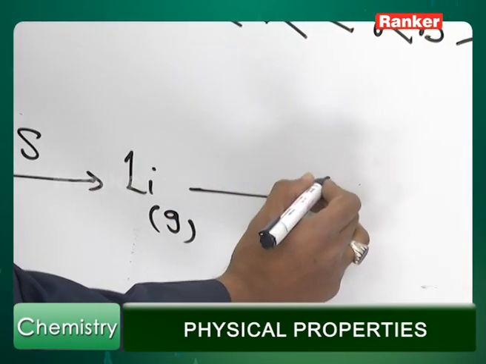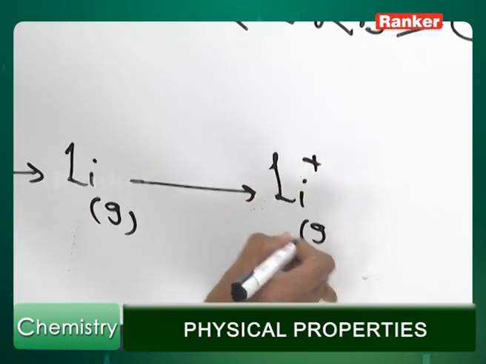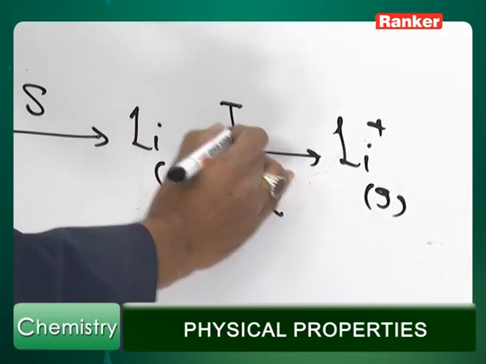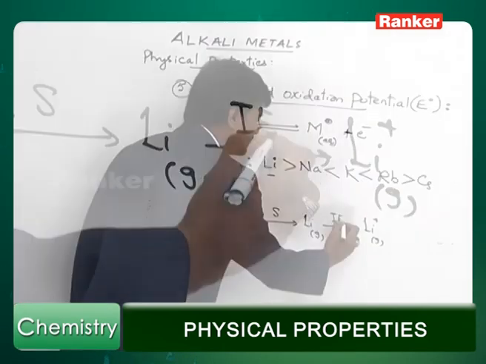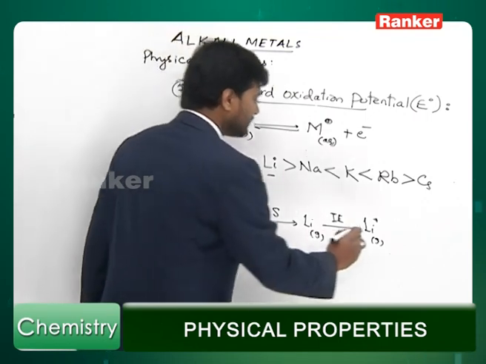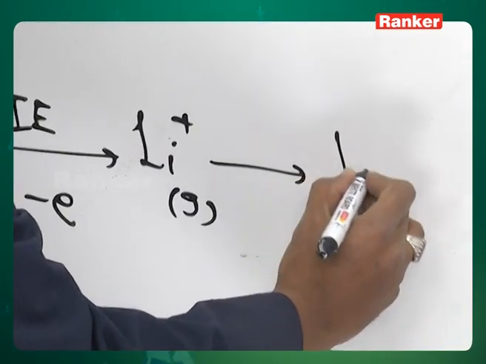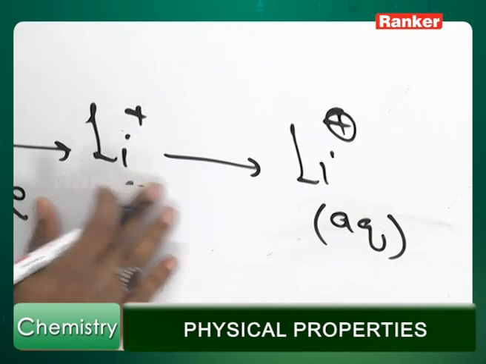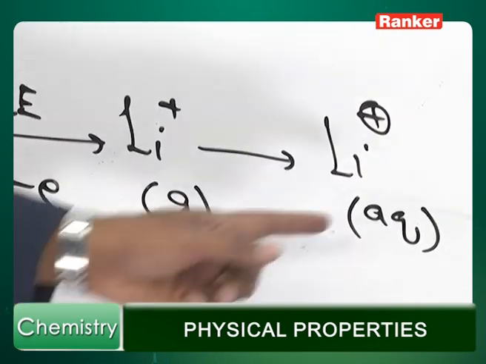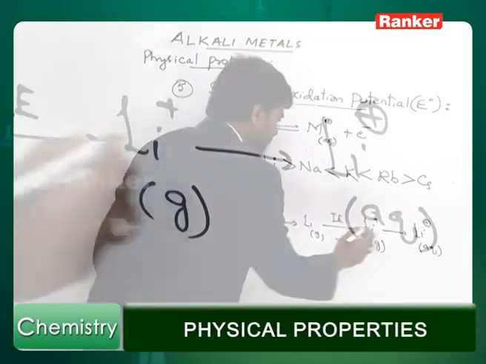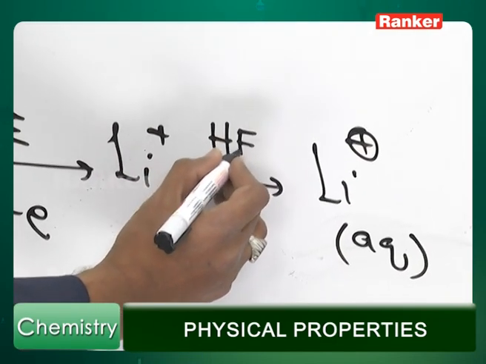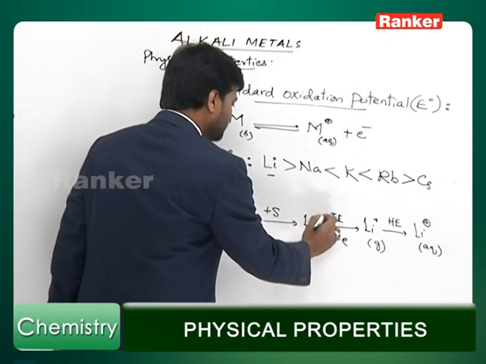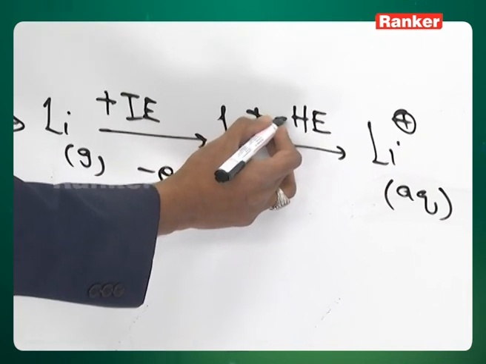Then Li gas becomes Li plus gas. This involves loss of electron, and the energy change involved in this process is taken as ionization enthalpy. Now, Li plus gas becomes Li plus aqueous. The energy change in this process is taken as hydration energy. While sublimation energy is endothermic, and ionization enthalpy is also endothermic, this change is exothermic.